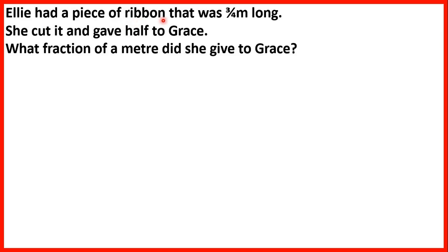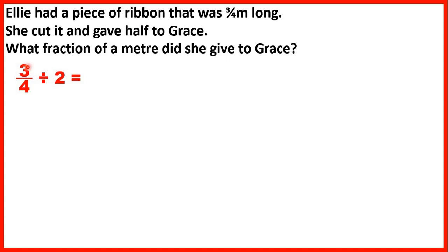Ellie had a piece of ribbon that was 3/4 of a metre long. She cut it and gave half to Grace. What fraction of a metre did she give to Grace? So she started with 3/4 and cut it in half. So we can work out 3/4 divided by 2, because finding half is the same as dividing by 2.